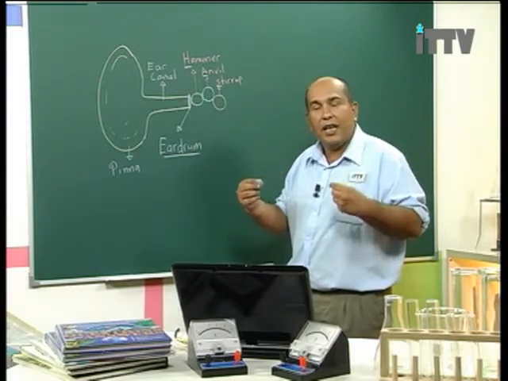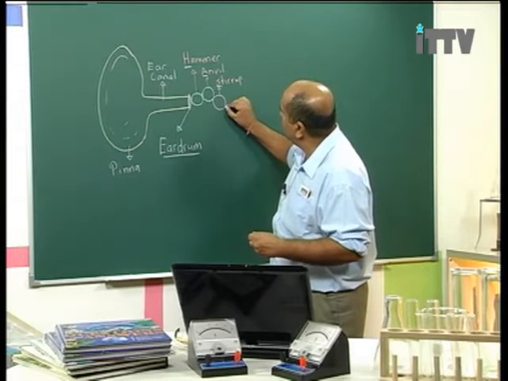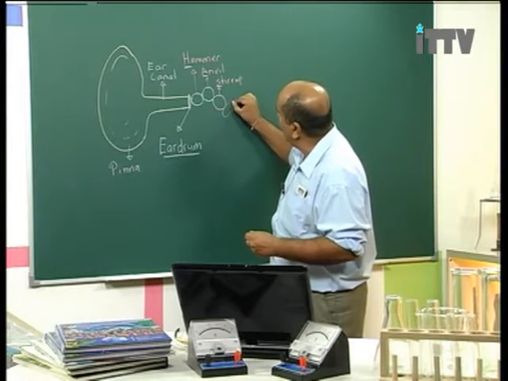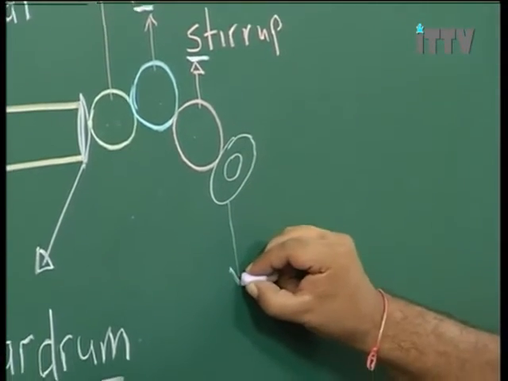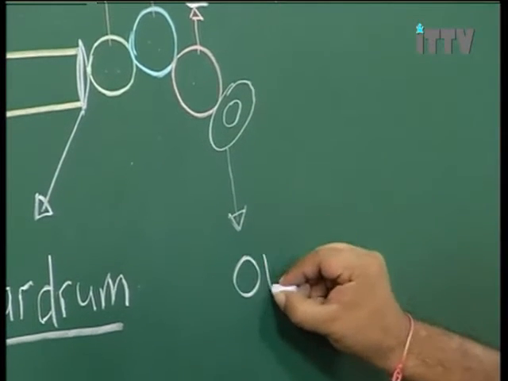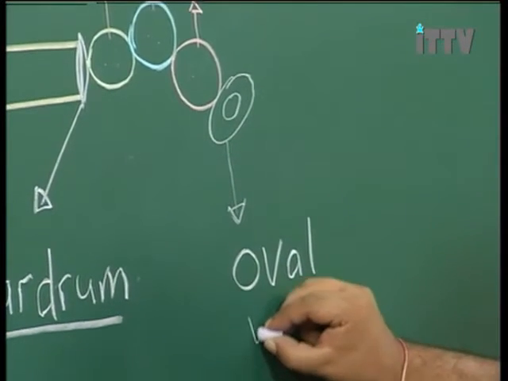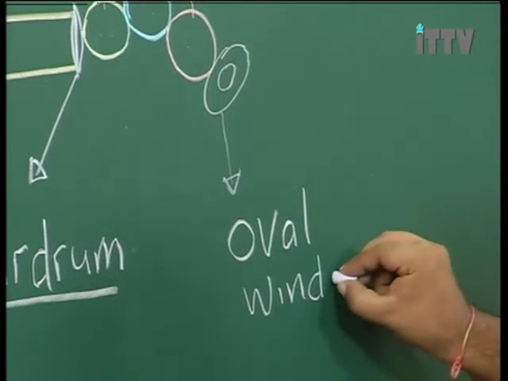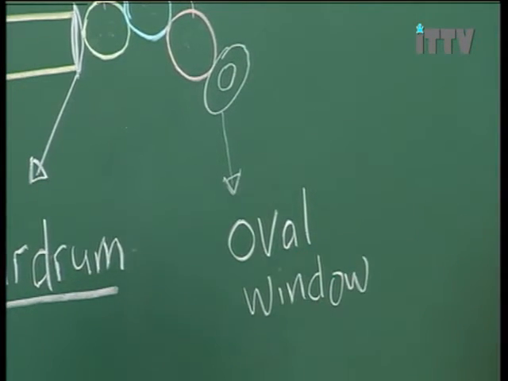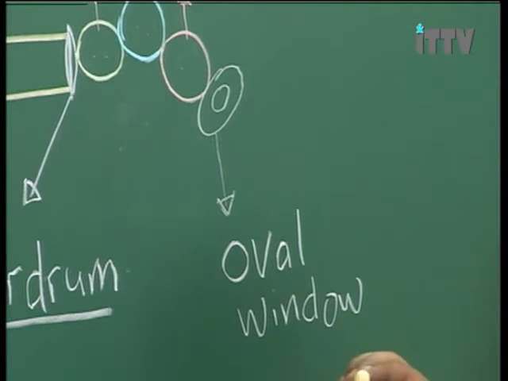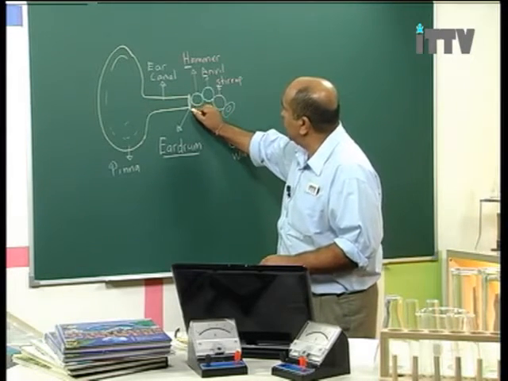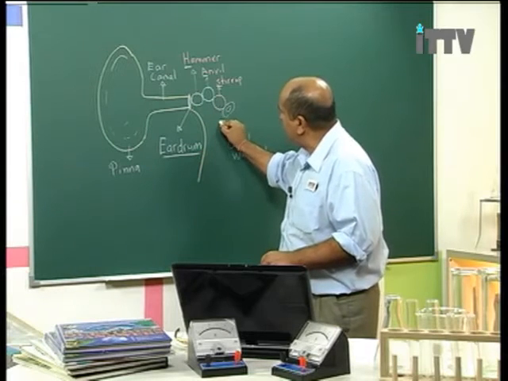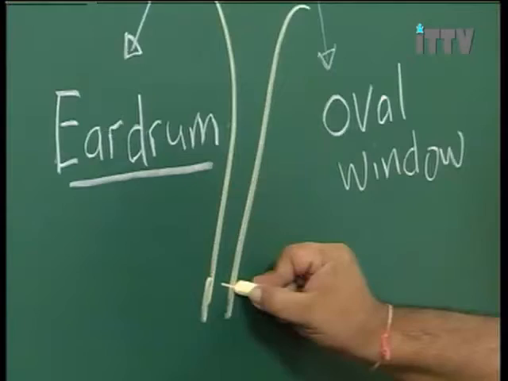Finally, right at the very end here, the stirrup is connected to an oval shaped object like this. This is called the oval window, like so. Okay, now we want to look at the last part of the middle ear, which is called the eustachian tube. The eustachian tube is a tube that sits underneath here, like so. Okay, let me label this.